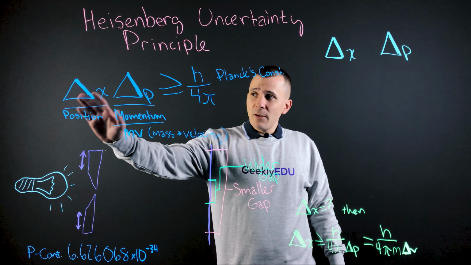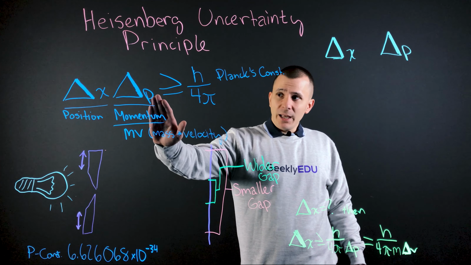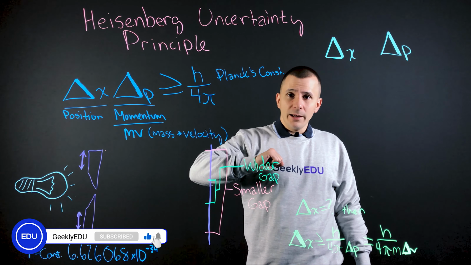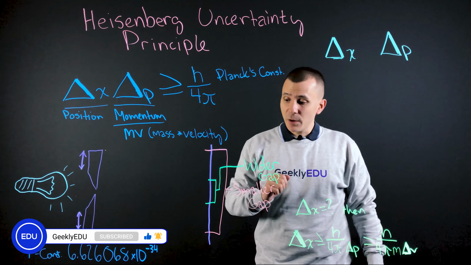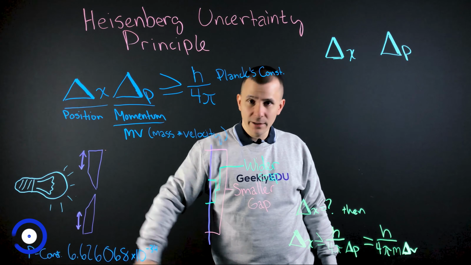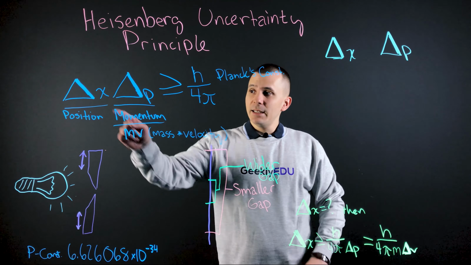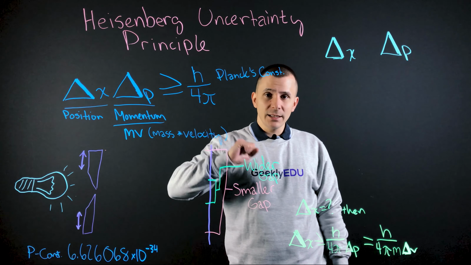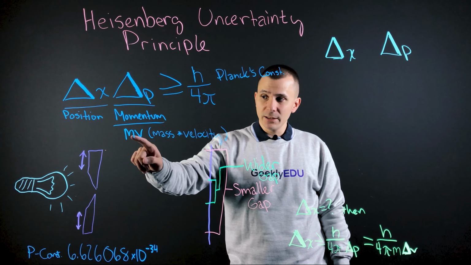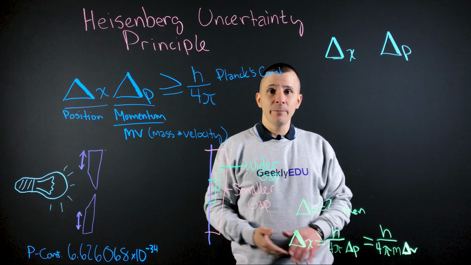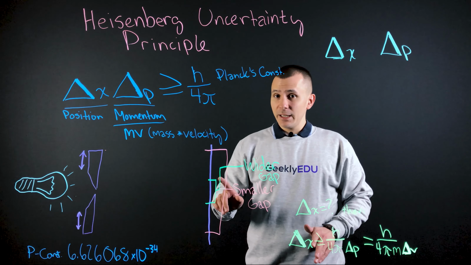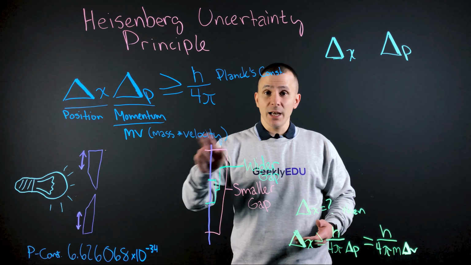So the equation itself is delta x times delta p has to be greater than or equal to h over 4 pi. Well, h here is Planck's constant, which you can find here. Delta x is the position of the particle, and delta p is the momentum. Momentum is broken down into mass times velocity. So don't forget that too. It's not just velocity, it's not just a vector, it's mass times velocity.